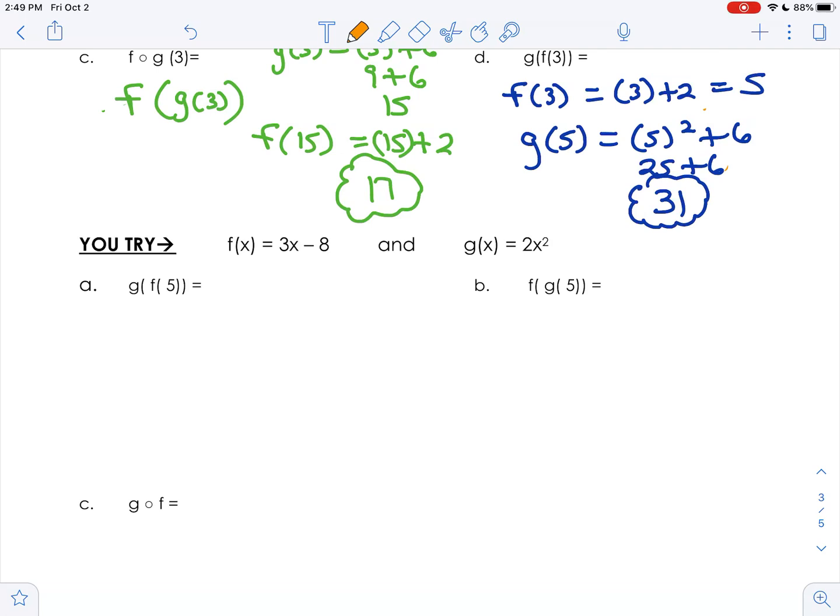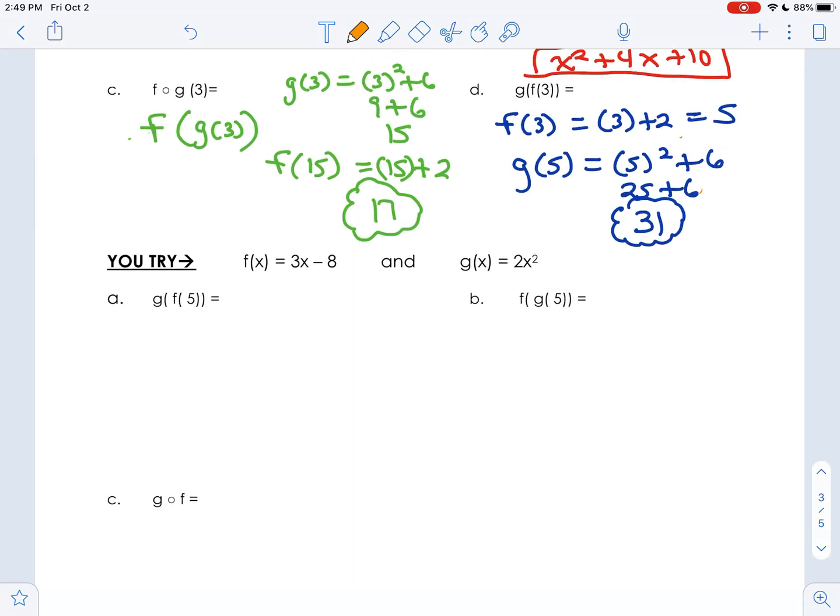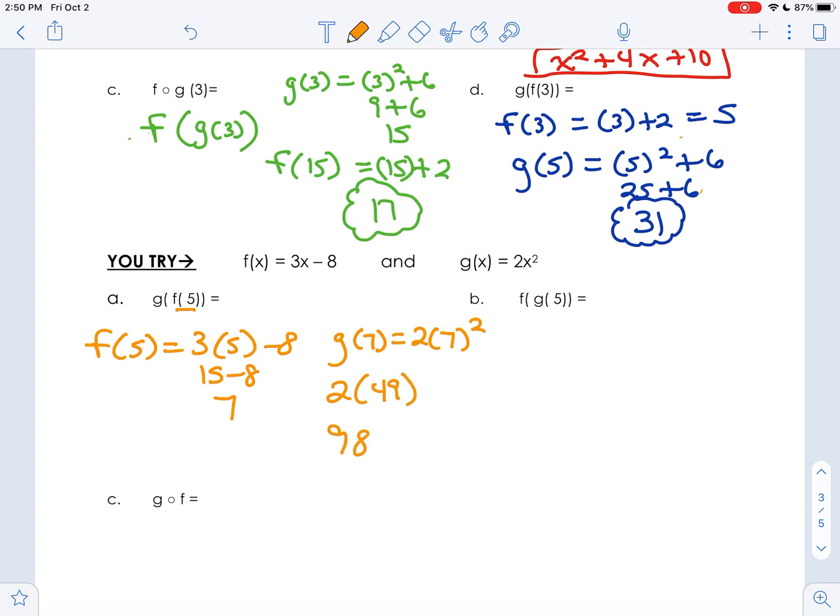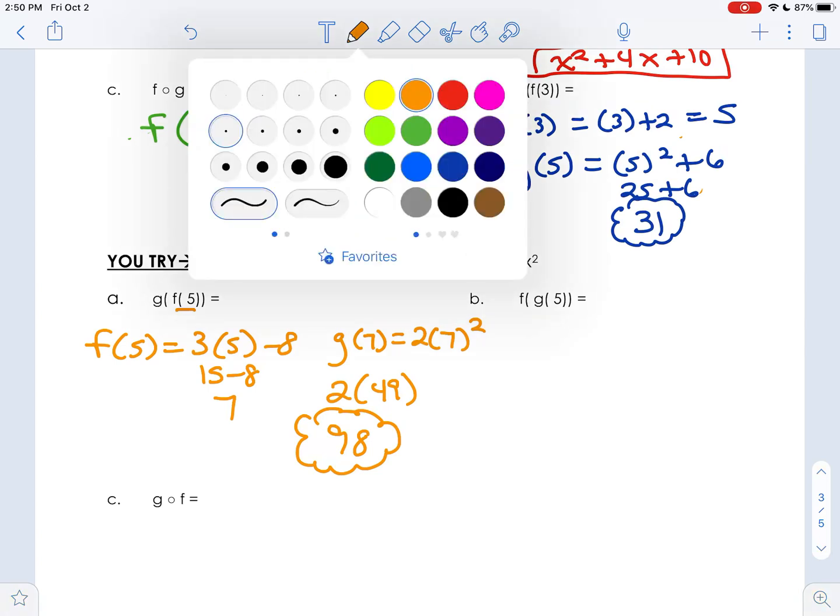All right, so first I want to find f of g of 5. Nope, I want to find g of f of 5 first. So let's do f of 5. So f of 5 is 3 times 5 minus 8. 15 minus 8, 7. Then I need to find g of 7, and that's 2 times 7 squared. 2 times 49, 98.